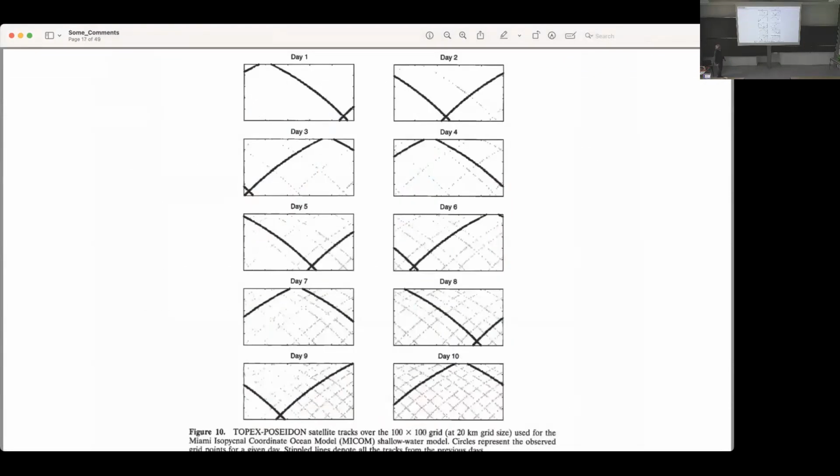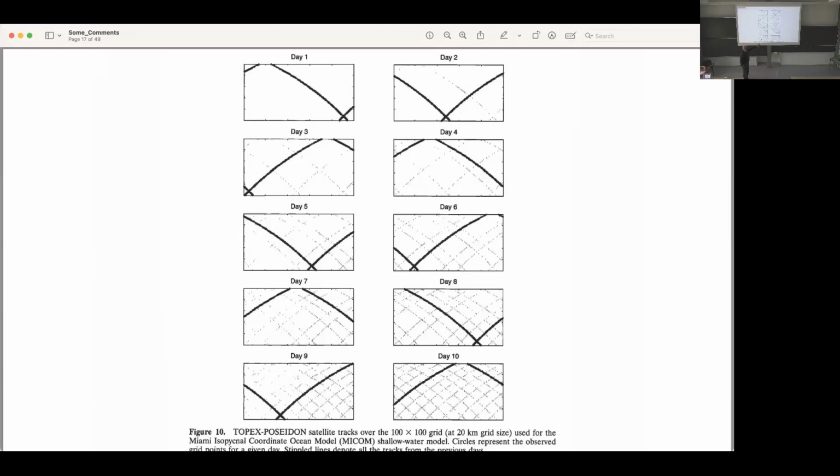So first of all, here's the altimeter sampling pattern for our domain. Day 1, that's where we get the tracks in our domain. Day 2, and all the way up to day 10, we show you the tracks we get on day 10, and the tracks in the light color are the tracks we got over the previous 9 days.